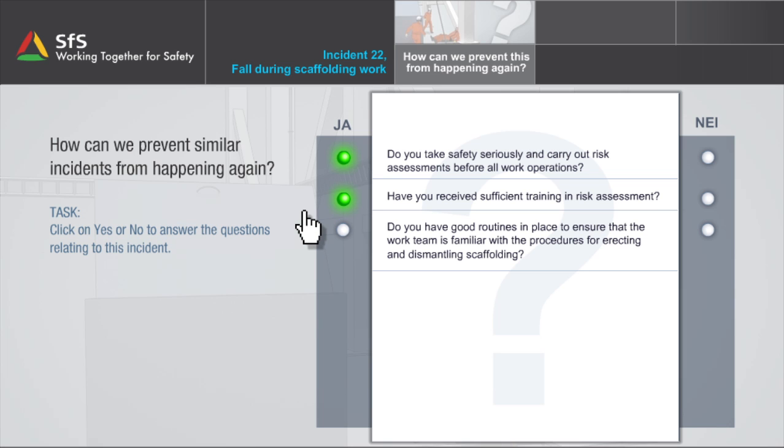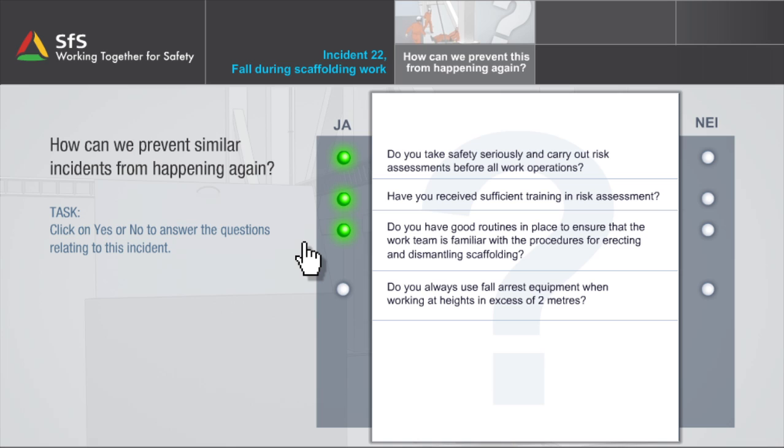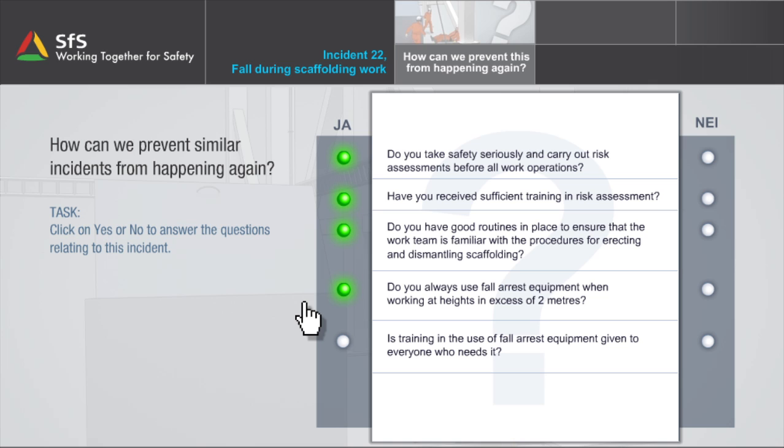Do you have good routines in place to ensure that the work team is familiar with the procedures for the work to be carried out, in this instance the erecting and dismantling of scaffolding? Do you always use fall arrest equipment when working at heights in excess of 2 meters? Is training in the use of fall arrest equipment given to everyone who needs it? Do you speak up if you see a colleague not using fall arrest equipment?